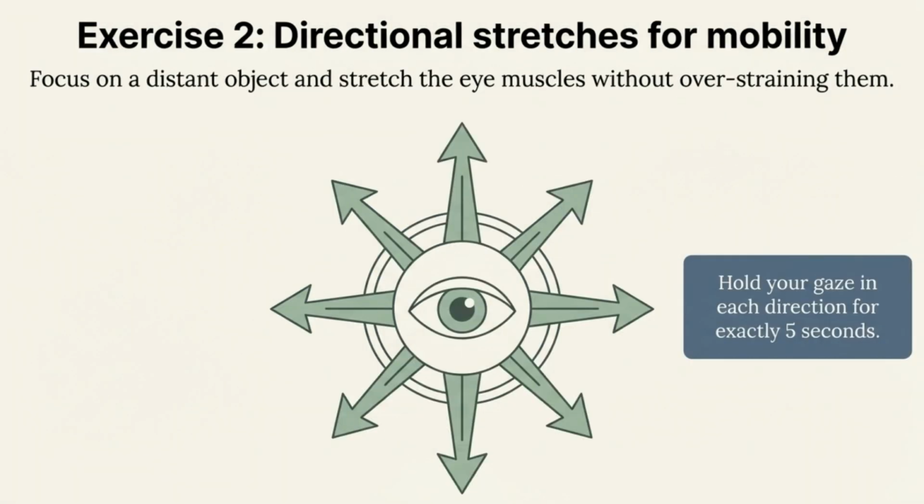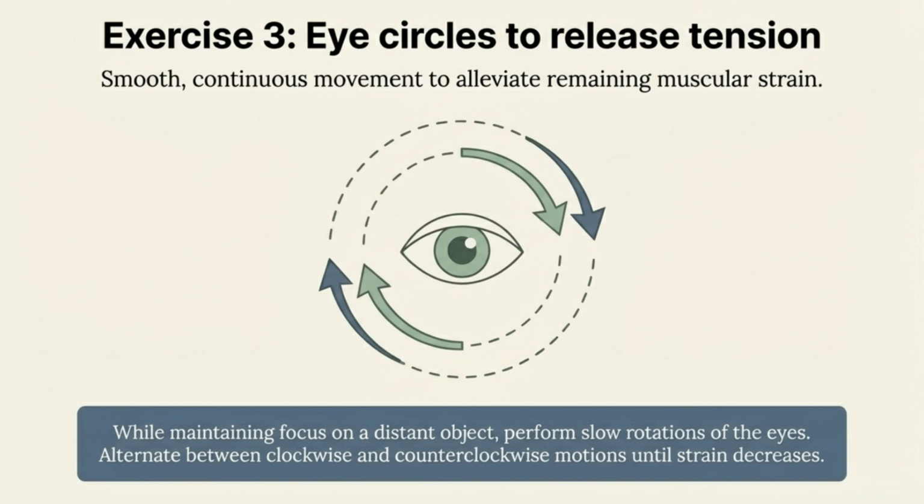Exercise 2 consists of directional stretches for mobility. Focus on a distant object and stretch your eye muscles without overstraining them. Hold your gaze in each direction for exactly 5 seconds. Exercise 3 is eye circles to release tension. Maintain focus on a distant object and perform slow, continuous rotations of the eyes. Alternate between clockwise and counterclockwise motions until the muscular strain decreases.